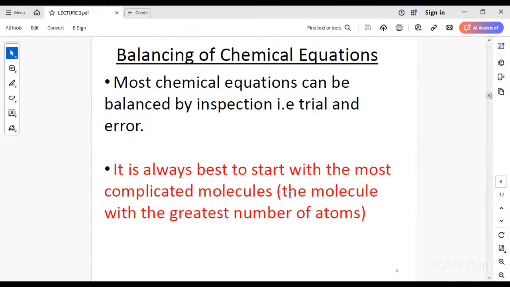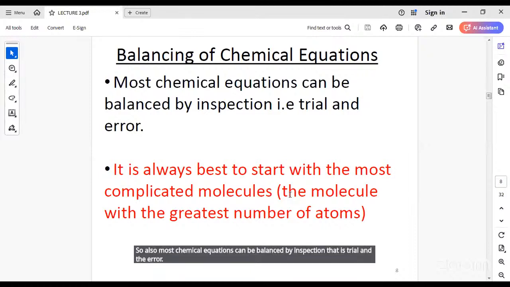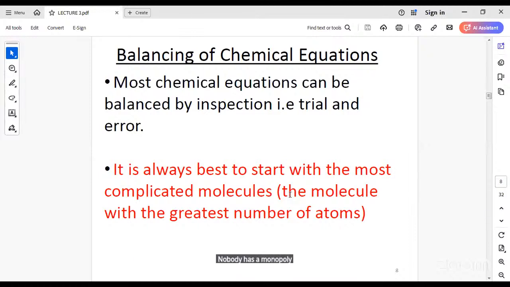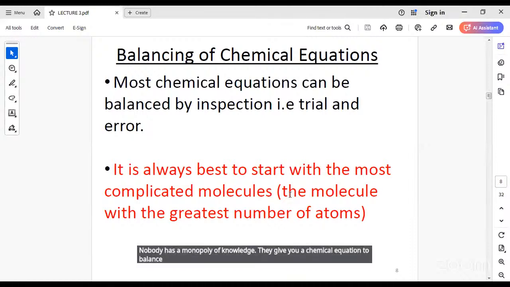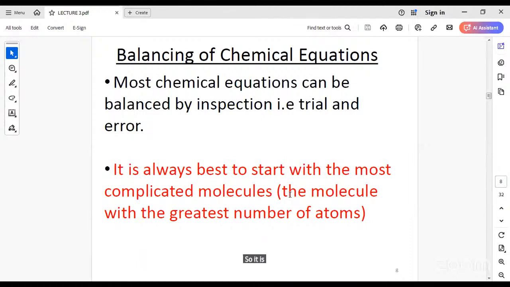Also, most chemical equations can be balanced by inspection, that is trial and error. Nobody has a monopoly of knowledge. They give you a chemical equation to balance. It's an equation you have not seen, but there's a way you can go about it to be able to balance it. That is why we say that most chemical equations can be balanced by inspection. That is trial and error. So it is always best to start with the most complicated molecules, that is the molecule with the greatest number of atoms. So I will look at one example before I go to the next slide.